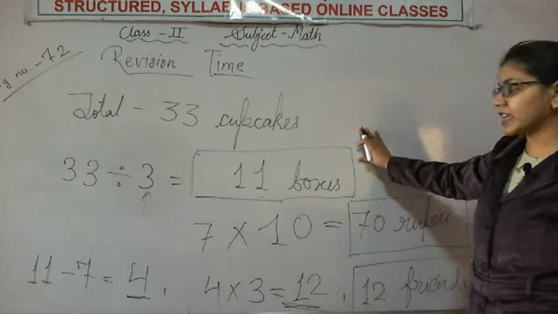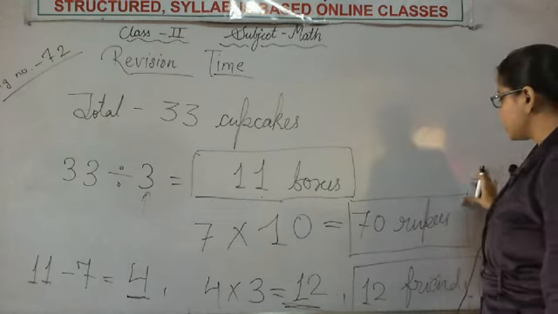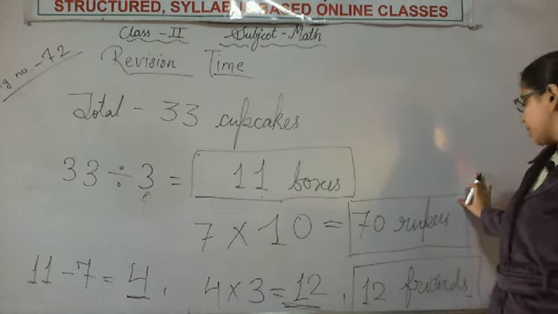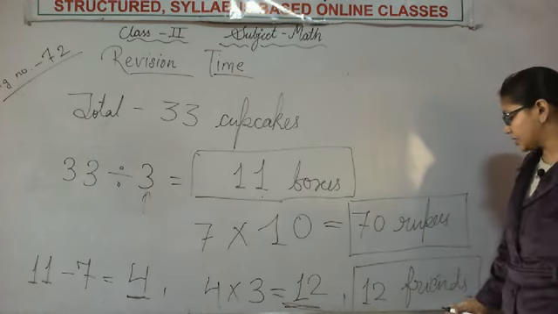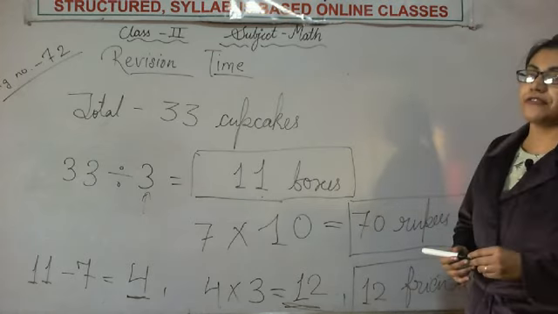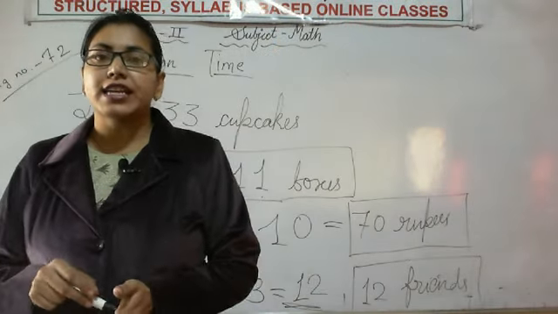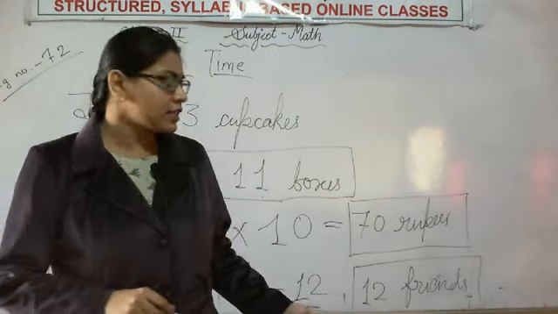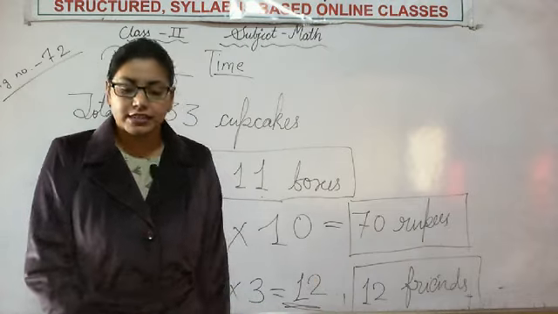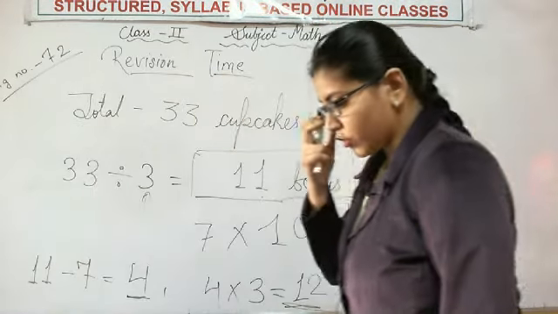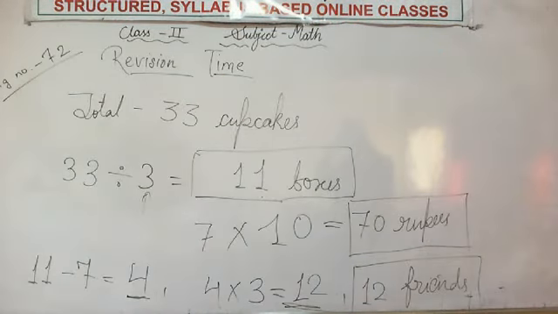Answer for the first blank is 11 boxes. Answer for the second blank is 70 rupees. And answer for the last blank is 12 friends. 12 cupcakes are left and each of the friends is getting 1 cupcake. It means there would be 12 friends. So all of you note down all the answers.